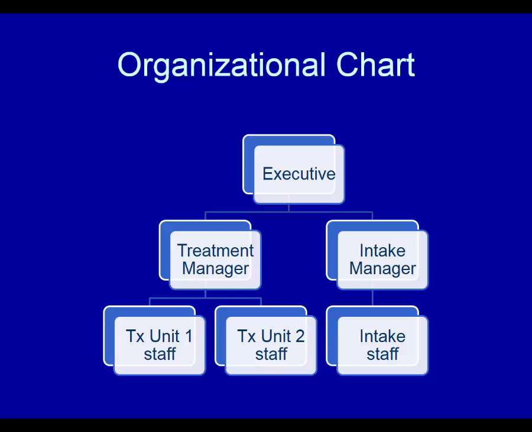Let's go back to the organizational chart as one place to find responsibility. Here is a typical one where at the top you have the executive. Answering to the executive are the treatment manager and the intake manager. They both relate directly to the executive for their supervision and so forth. The treatment manager has treatment unit 1 staff and treatment unit 2 staff. So we can see that the treatment manager has two units of staff members that answer to that treatment manager.